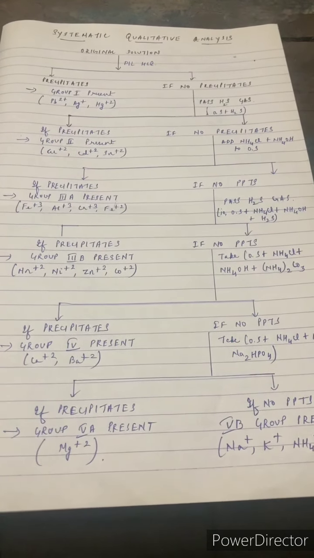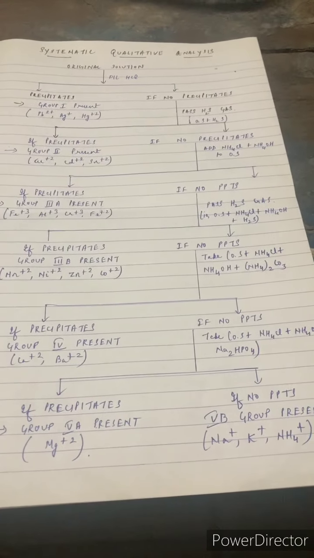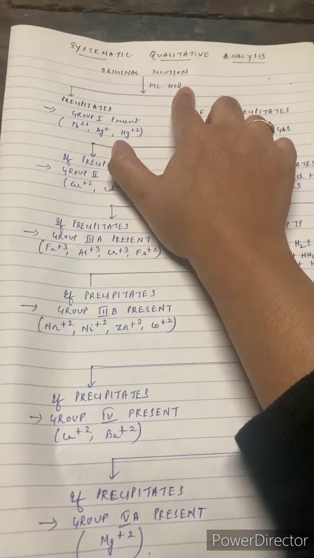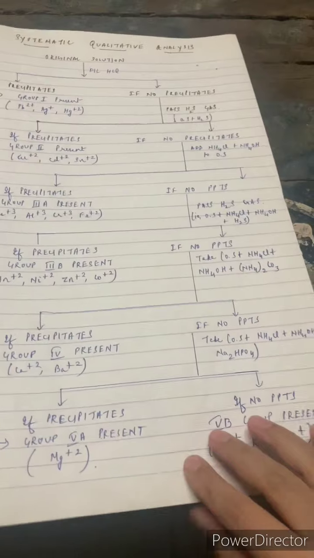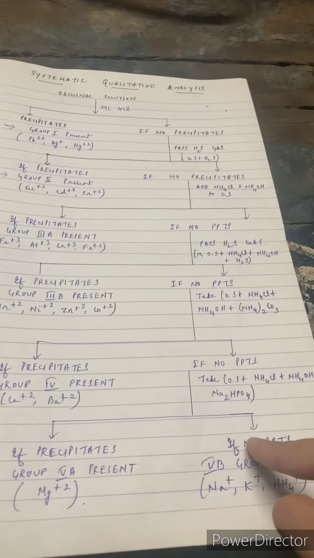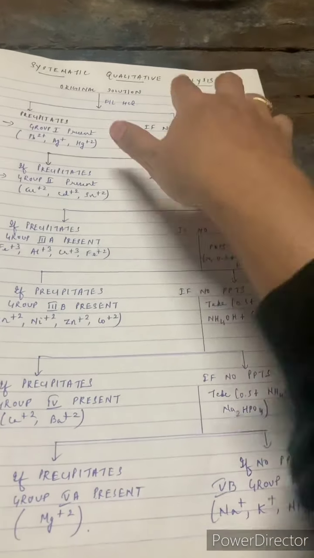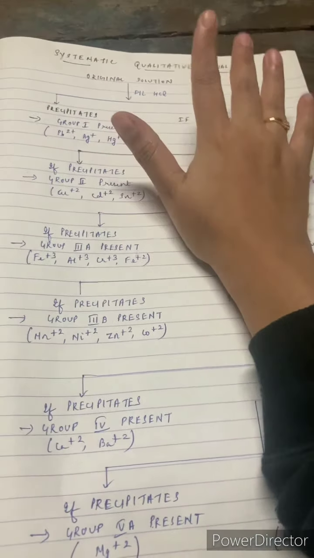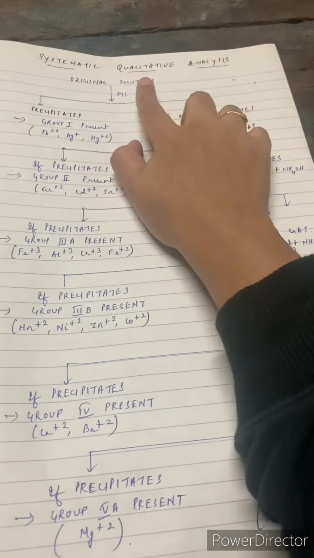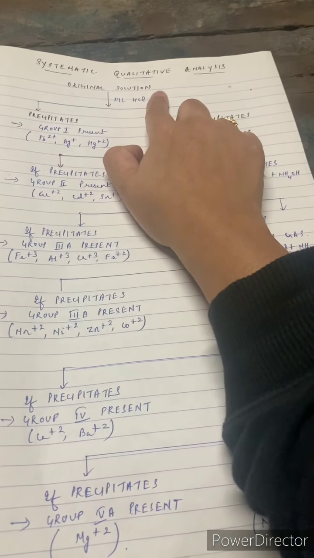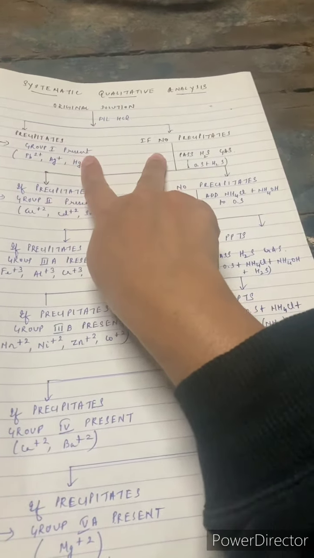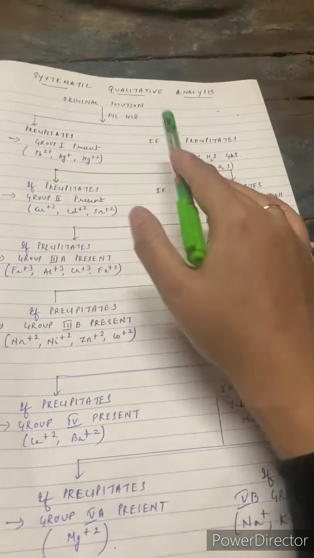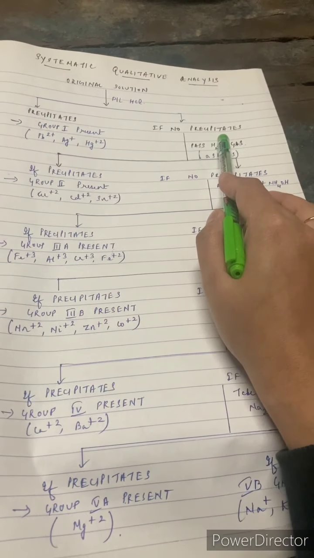Now this is the scheme for your analysis to perform. You will be provided with the original solution, meaning your sample. This is the particular scheme where you determine which cations are there. First, you have to add dilute HCl to the original solution. This is the first step. When you add dilute HCl to the OS, there are two possibilities: precipitates may come or no precipitates will be there.